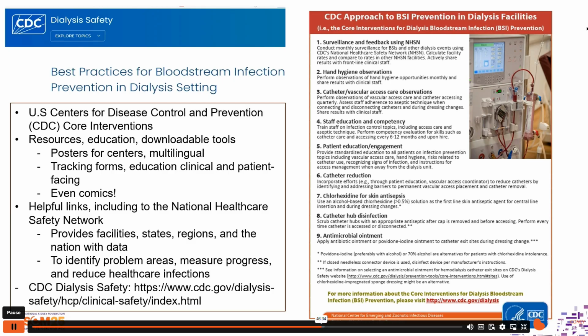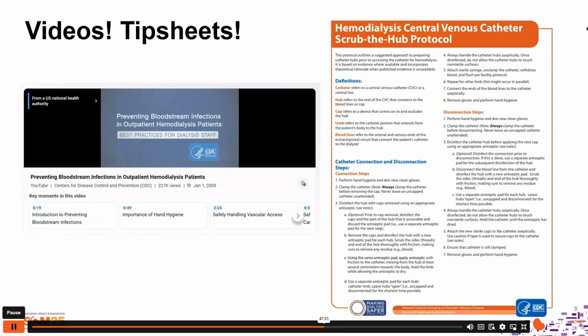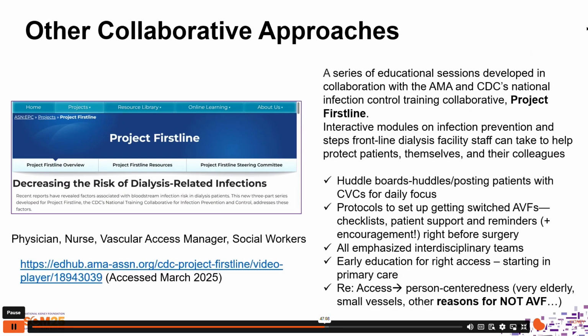And I put the link down again so you can take a picture or you'll have it in your slides. The other thing is other helpful links, like the National Healthcare Safety Network, which I think of as a way for facilities, states, regions, and the nation to share data. We put in our events, including related to infection, and then we can compare and maybe see where people are doing great work, maybe with lower rates, and learn from each other. There are also videos and tip sheets, and these are just a couple of them, again collaborating with other groups.